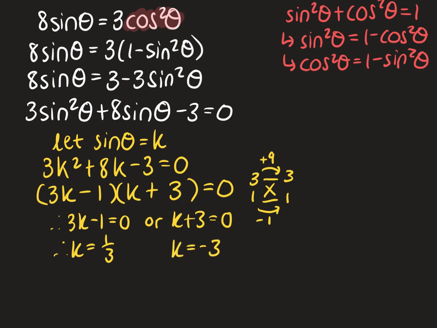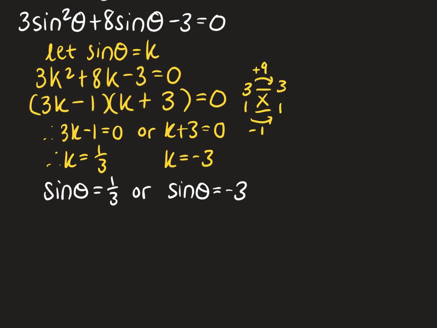At this point in time, guys, we have finished the algebra stage of simplifying this trigonometric equation. And I can now sub the sine back in, because at the end of the day, we're still doing trig. We mustn't forget. Okay, so we're going to sub the sine back in. So sine of theta equals a third, or sine of theta is equal to minus 3.